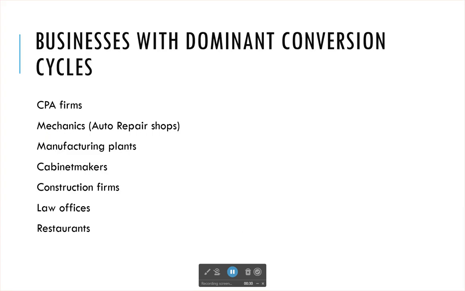The businesses you might think of, some of them you may think of and some of them you might not have thought of, that have dominant conversion cycles: CPA firms, law firms. And a conversion cycle is the cycle in which costs are accumulated with items that will be later sold.